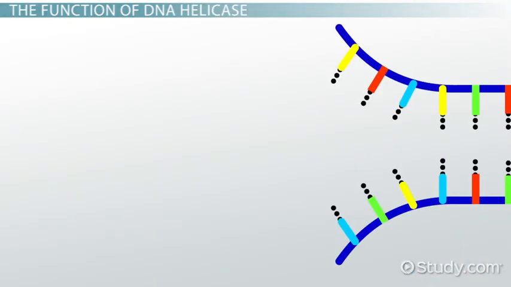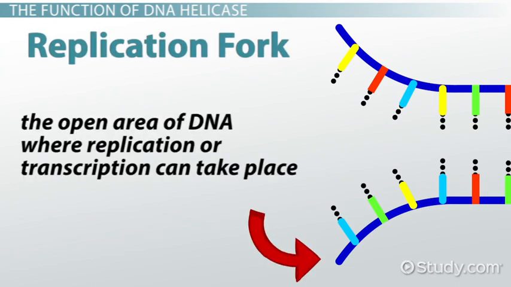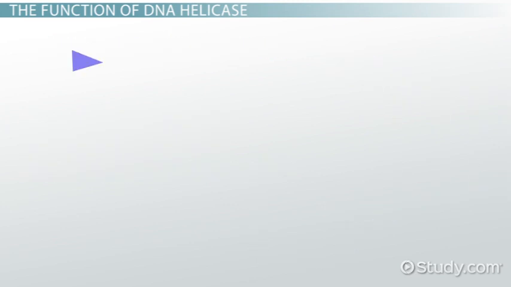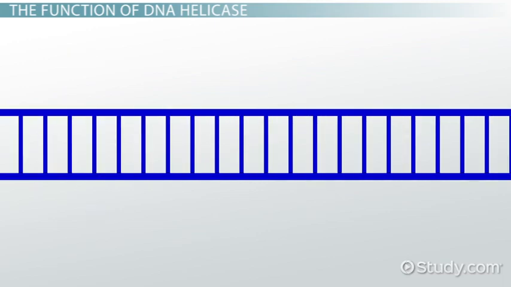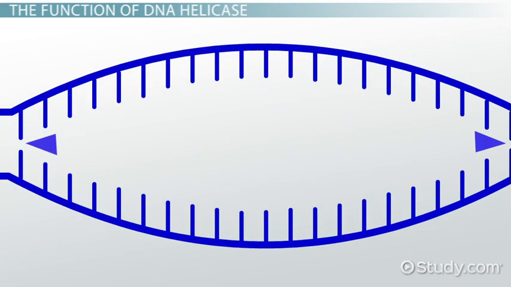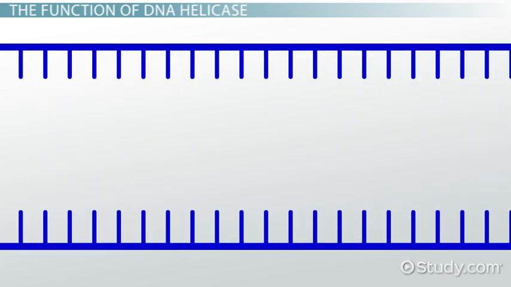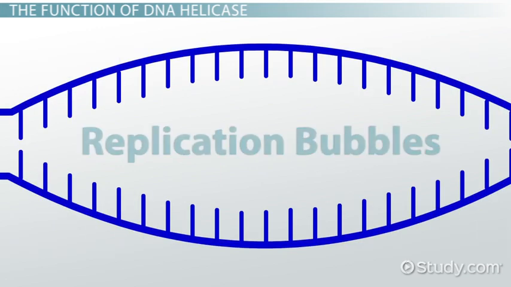As DNA helicase continues to move, it creates a replication fork, which is the open area of DNA where replication or transcription can take place. Unlike zippers on jeans, DNA helicases do not work alone. Our DNA is pretty lengthy, so this process would take forever if only one helicase were working at a time. For this reason, there are multiple DNA helicases at work on the same strands of DNA, but in different places along the DNA. The different areas of open DNA are known as replication bubbles.